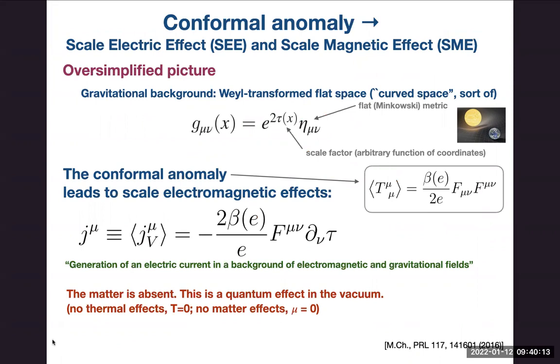So in an oversimplified picture, it is the following. If you have some gravitational background, in this case, I consider a very simple background where we have just flat Minkowski space-time, so just our flat space, and then you modify it a little bit by some multiplication factor. I'll explain a little bit later what it means. Then due to the presence of conformal anomaly, you will get some currents. They are written in Lorentz invariant form, which says that you'll get an electric current which is proportional to the beta function, to the derivative of this dilatation factor, and to the electromagnetic field. I would like to say that this is an effect which appears in pure vacuum. So there is no matter and there is no temperature. It appears from nothing. It appears just in the vacuum, in the presence of curved space-time and a background electromagnetic field.